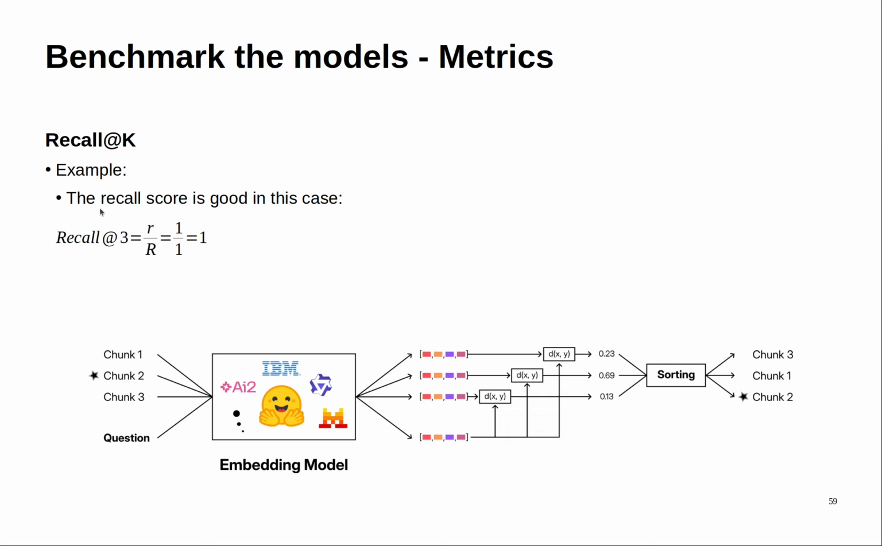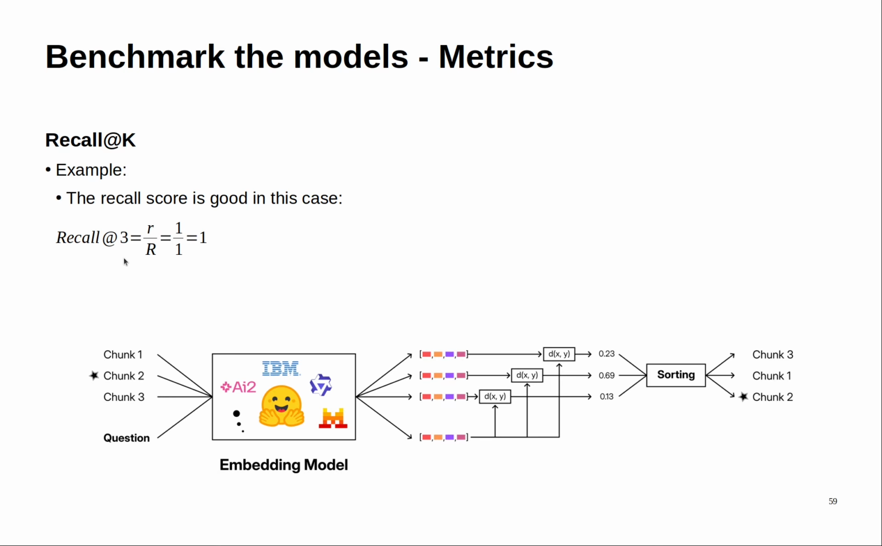The recall score here is good because, as we have seen, we have just one document that answers the question, so capital R is equal to 1. And here, because this document appeared in the top 3 results, small r is equal to 1. And 1 divided by 1 is equal to 1. Let's say that we have retrieved 3 documents, but chunk 2 was in the 4th position. In that case, small r is going to be equal to 0, and 0 divided by 1 is equal to 0.